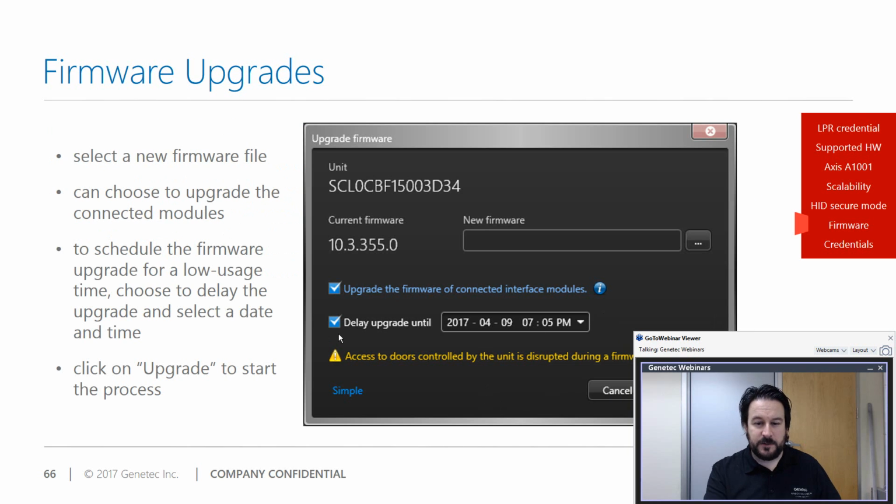Once you choose it, you have the option to delay the upgrade until a specific date and time. If you want to wait until the units are not in use, a low traffic time, you can delay that, because of course during a firmware upgrade there's some disruption while it restarts the units. You can also choose to send it to the boards if you want to. Then it's just a matter of clicking upgrade, and that will transfer the file to the access manager and schedule that for you.